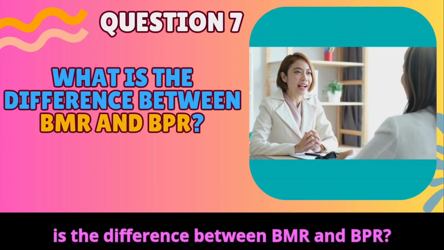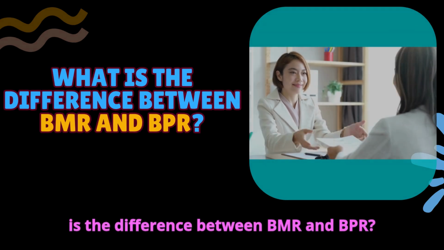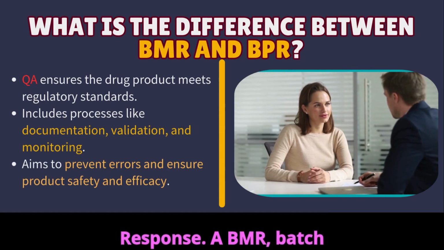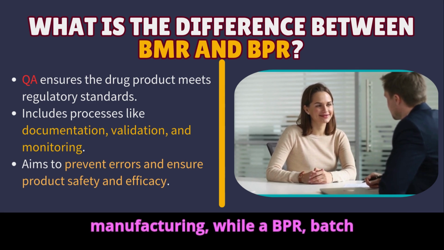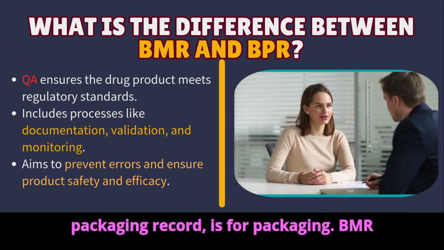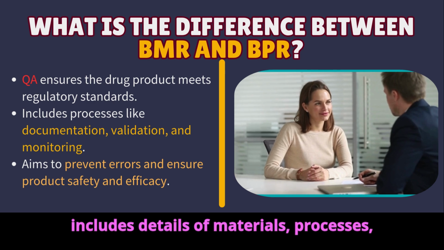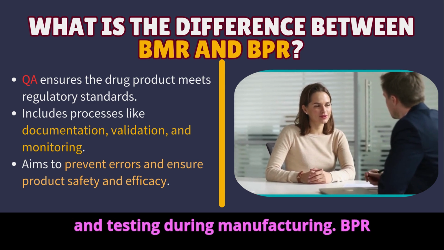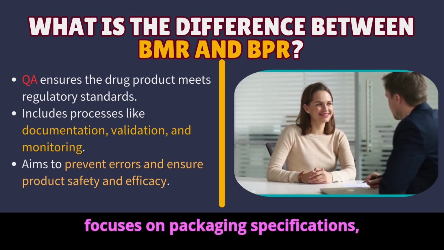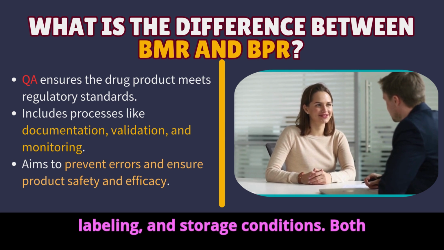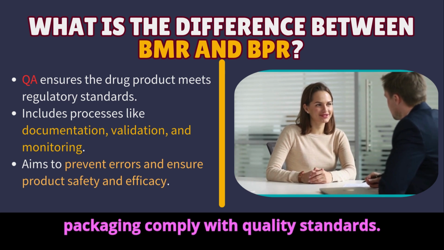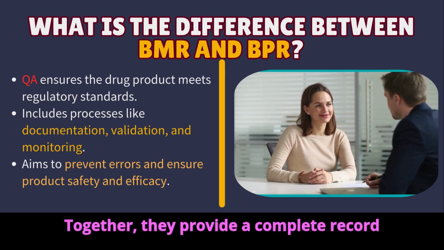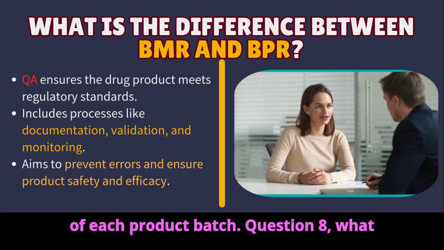Question 7. What is the difference between BMR and BPR? Response. A BMR, batch manufacturing record, is for manufacturing, while a BPR, batch packaging record, is for packaging. BMR includes details of materials, processes, and testing during manufacturing. BPR focuses on packaging specifications, labeling, and storage conditions. Both documents ensure that manufacturing and packaging comply with quality standards. Together, they provide a complete record of each product batch.